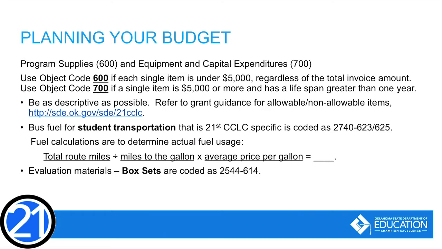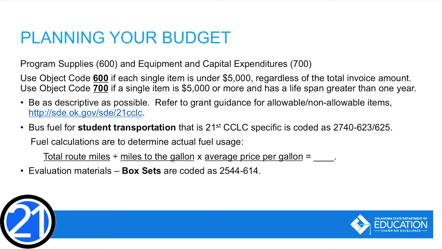Items for both 600 and 700s could be hands-on or project-based instructional materials and manipulatives, or technical items or software, including annual software subscriptions. Determining whether an item should be coded as program supplies, which is coded as 600, or as an equipment expense, which is coded as 700, can be determined by the cost of the items. If each single item is under $5,000, it will be a 600 code for program supplies. If a single item is $5,000 or more and has a lifespan greater than 1 year, it will be a 700 code for equipment. Items purchased in bulk that have unit prices over $5,000 should be budgeted to 700.